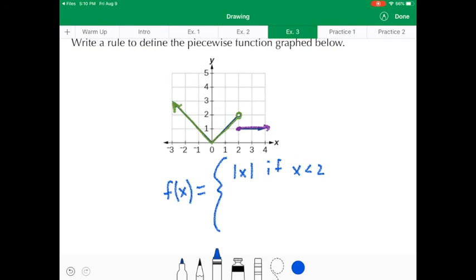The purple horizontal piece, being constant, would give me f of x equals 1 if x is greater than or equal to 2.